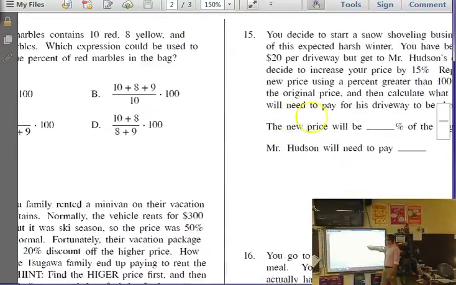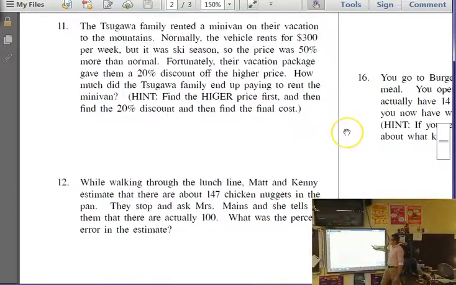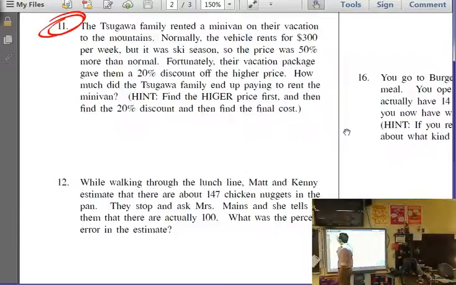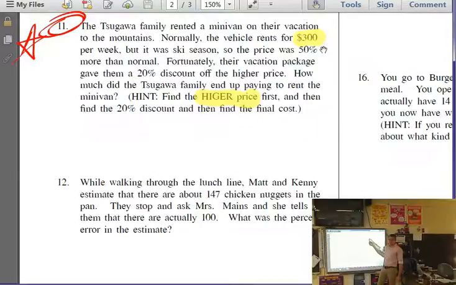Now on the back, I'm going to skip past 10. If you're having issues with that, please come see me. 11. This was one where lots of people had issues. And here's the trick. You have to do it slowly. You cannot try to wham, bang, boom, get your way to this answer. So the first thing we have to do is find that higher price. To find that higher price, I look at the fact that normally the vehicle rents for $300. That's going to be our whole because that's the normal.